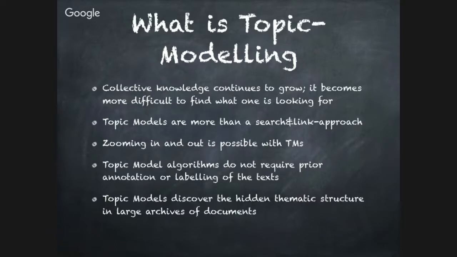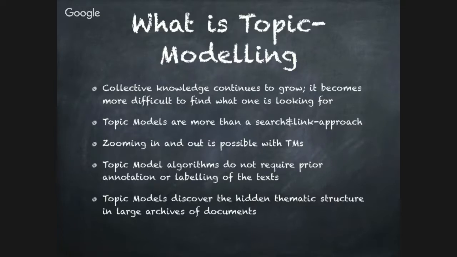So topic models are more than a search and link approach, because you actually don't know what you're looking for, what word pairs you're looking for. Topic modeling works the other way around. You give a set number of topics, and then it tries to build up the bags of words. You pretty much just say how many bags there are.